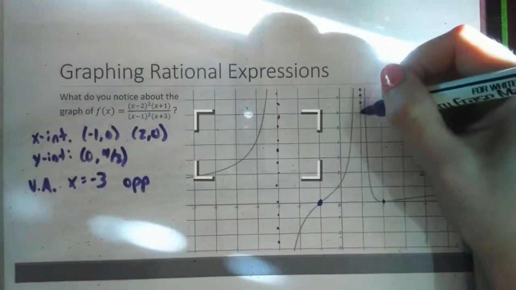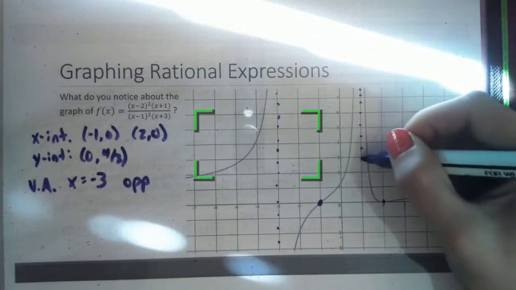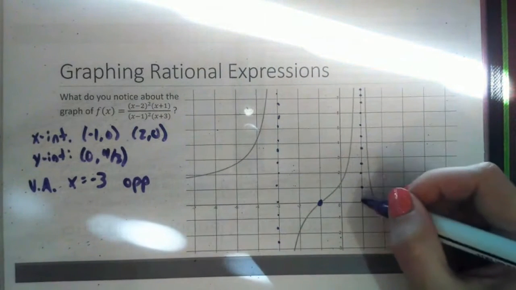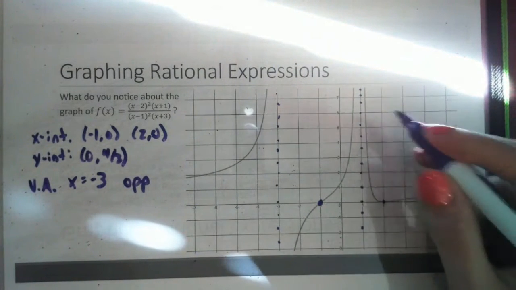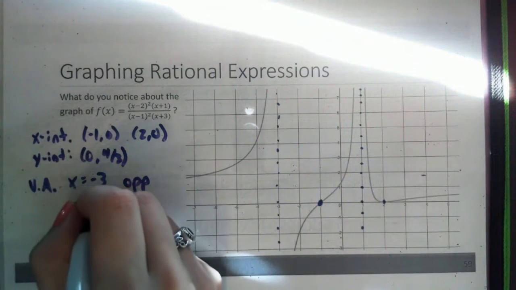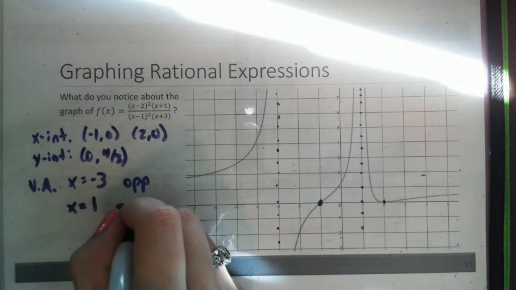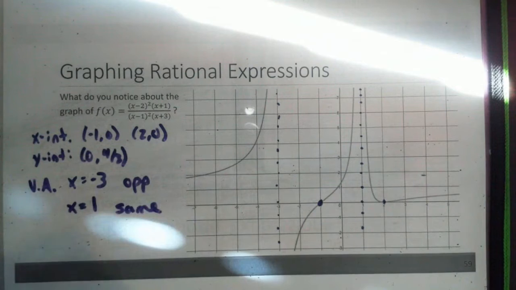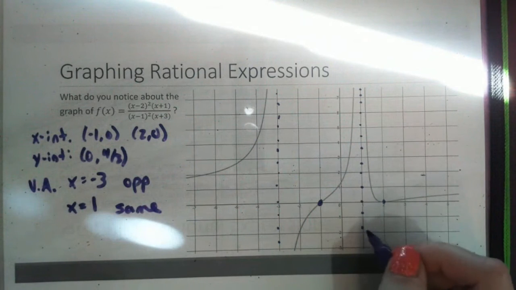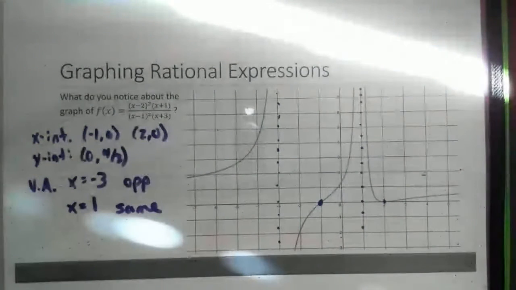Whereas if we look at this vertical asymptote at x equals +1, it's going towards positive infinity on both sides. What that means is the term that creates this vertical asymptote should have an even degree, and it does. It's x minus 1 squared.